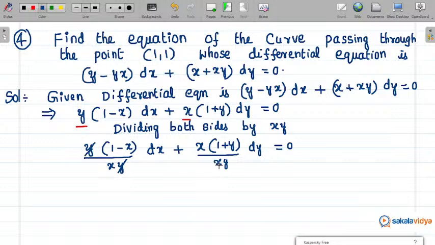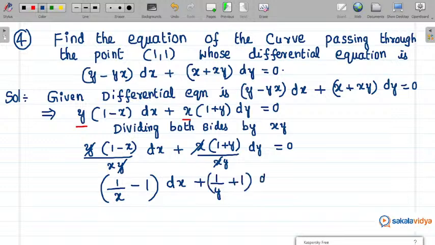So now what happens? y gets cancelled, x gets cancelled. (1 minus x) by x, you can write 1 by x minus x by x is 1, dx, plus this can be written 1 upon y plus 1, dy equals 0. So now it is in the form of f of x dx plus g of y dy equal to 0, which is in variable separable form.